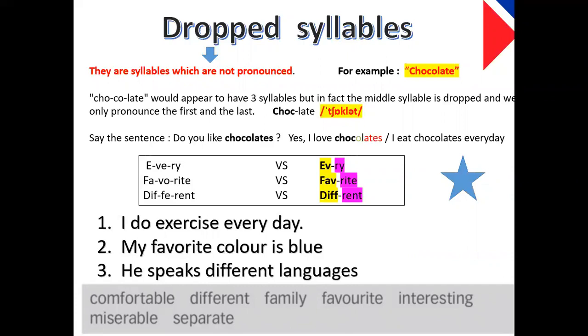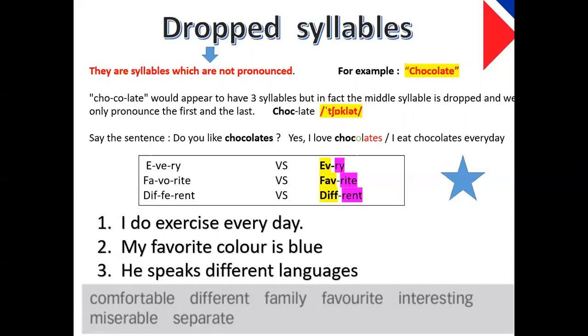And we have an example here. The word is chocolate. Chocolate, as you can find it in the dictionary, would appear to have three syllables, but in fact, the middle syllable is dropped. So you only pronounce the first and the last syllable, and you say chocolate. You have examples here. Do you like chocolates? Yes, I love chocolates. I eat chocolates every day.